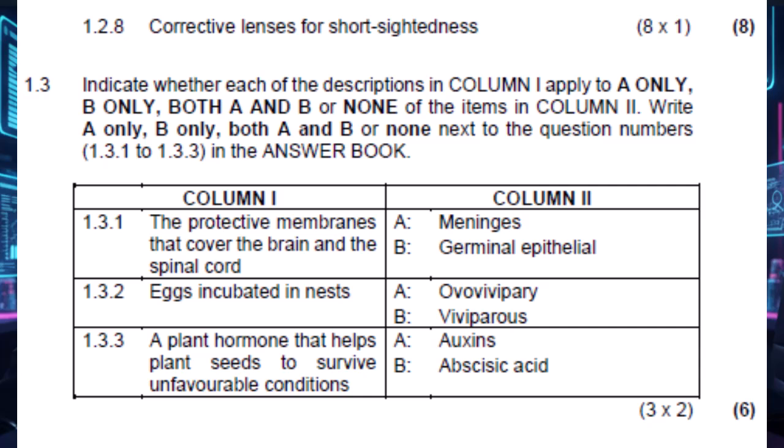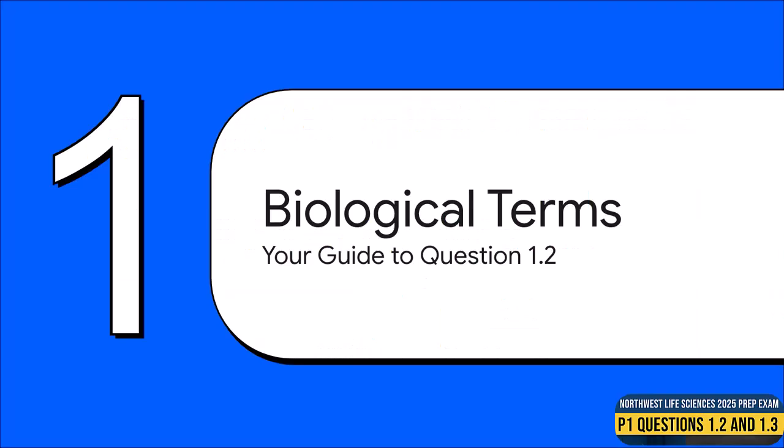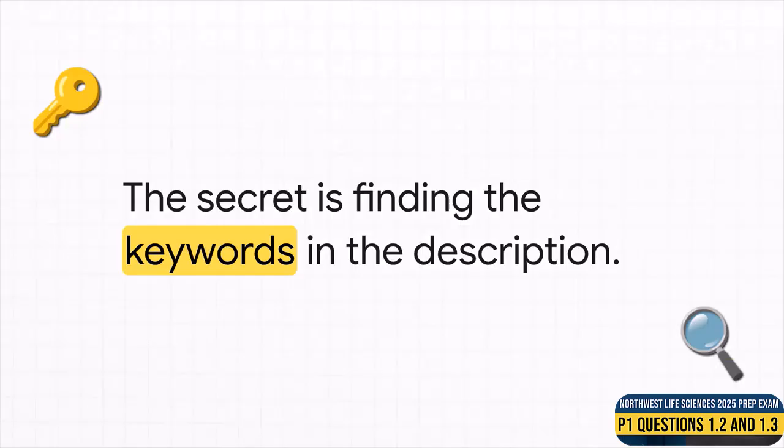First up, we're mastering question 1.2. This is the one where you have to give the correct biological term for a description. It's a classic, and it's all about being precise. Now, what's the secret here? It's not about memorizing the entire textbook, I promise. The real skill is spotting the key words in the description. Think of them as clues, right? They're your signposts pointing you to the right answer.